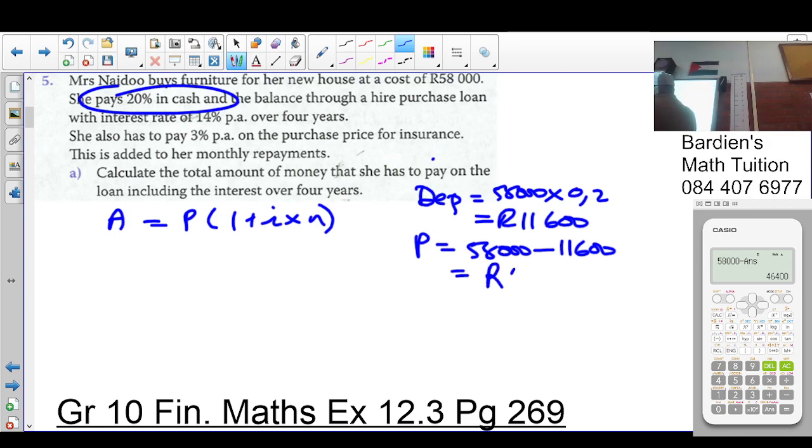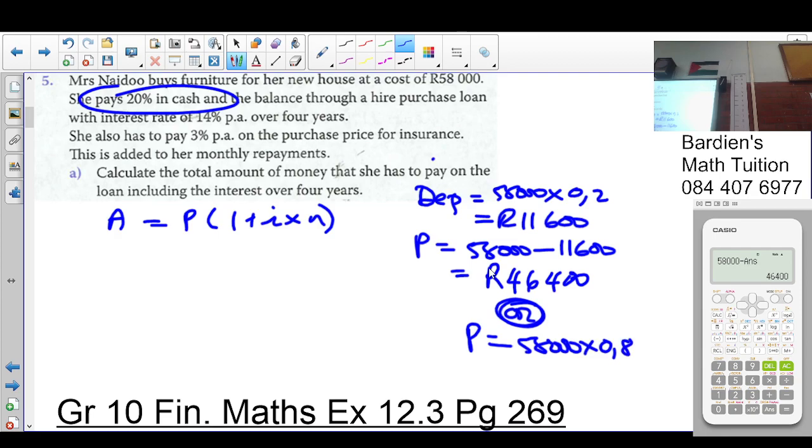You understand it? 46,400. So, as I said, the principal is going to be 58,000 times 0.8, or 80 over 100, the same answer. So we start here.